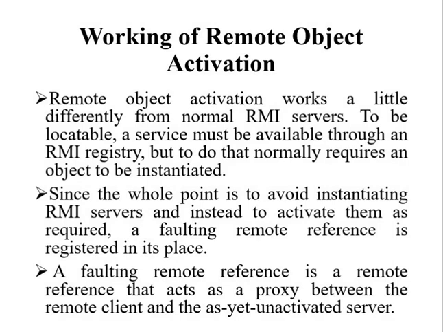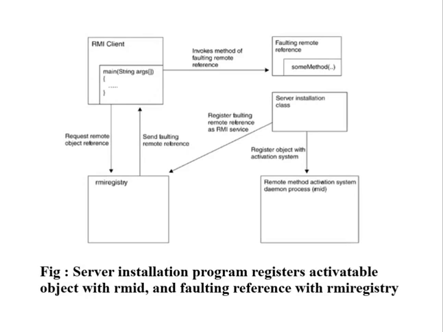not yet been activated. A server installation program runs for a limited time, unlike a unicast remote object server, which continues running permanently. Its goal is to alert the activation system about an activatable remote object, as well as to register the faulting remote reference with the RMI registry. This figure represents the server installation program registering the activatable object with RMID and the faulting reference with the RMI registry.